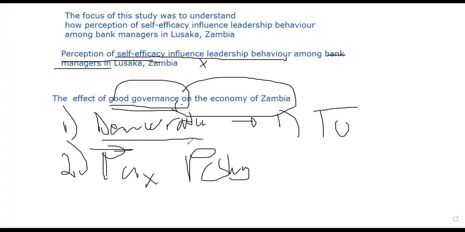So we've got democracy. So we say to assess. All right, I would like to write this. So I'm going to say the specific objective number 1: to assess the effect of democracy. So notice also that I'm not going to leave out the other variable, the Y variable, on the economy of Zambia.